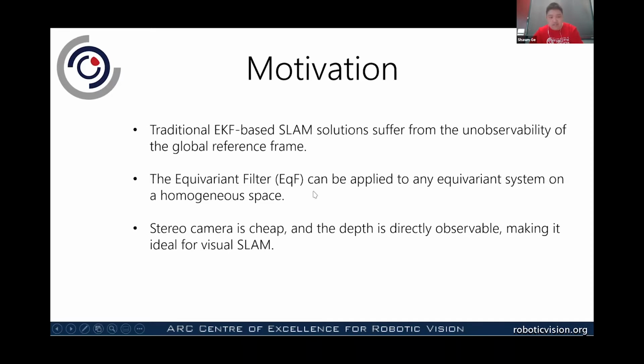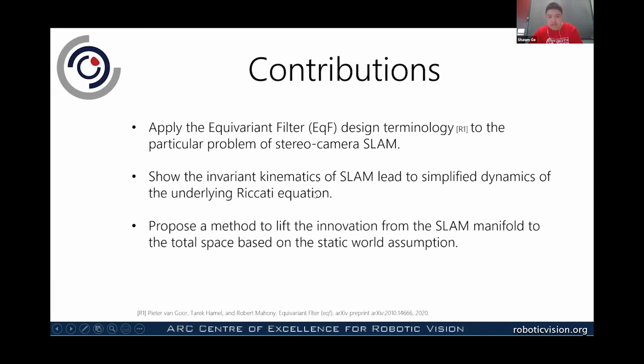So what have we done in this paper? We applied the equivariant filter design to the stereo camera SLAM problem by lifting the system dynamics onto the symmetry Lie group and linearizing the global error at the fixed origin. We show that the SLAM invariance leads to simplified dynamics of the underlying Riccati equation. And finally, we propose an innovation lift method to lift the filter innovation from the SLAM manifold to the total space where the real system is defined.